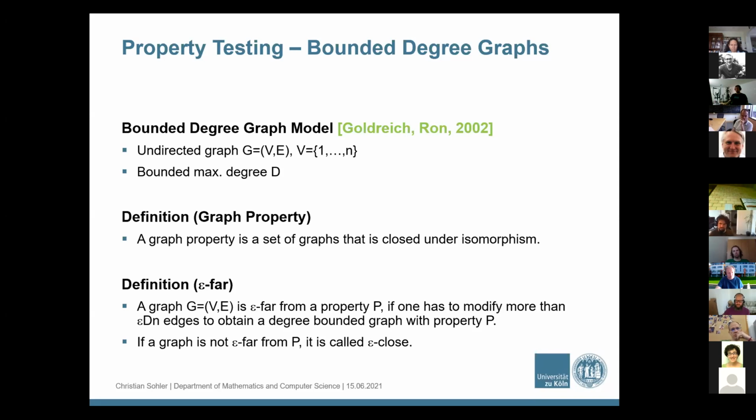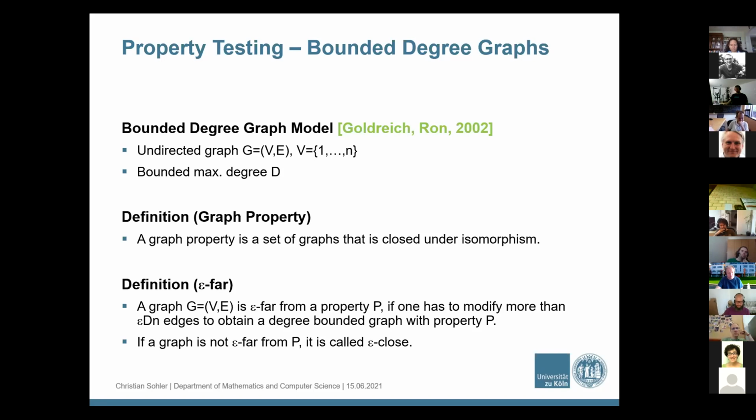A graph property in this context is a set of graphs that is closed under isomorphism, and in property testing, we want to distinguish between graphs that satisfy a certain property and graphs that are far away from the property. Therefore, we need the definition of epsilon far. We say that a graph G is epsilon far from a property P if one has to modify more than epsilon dn edges to obtain a degree bounded graph with property P.